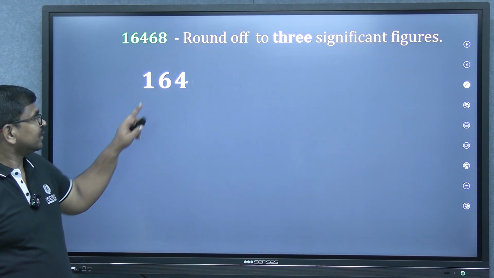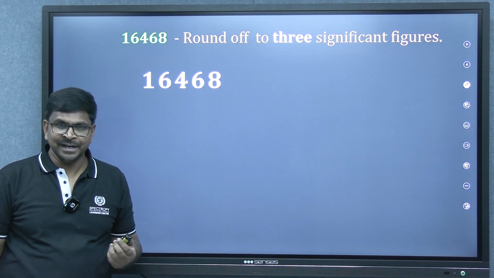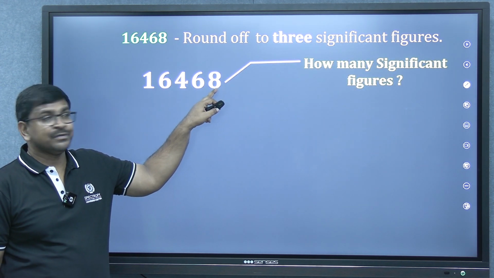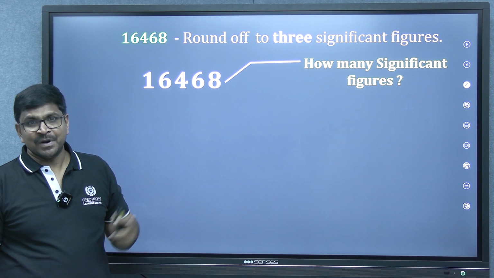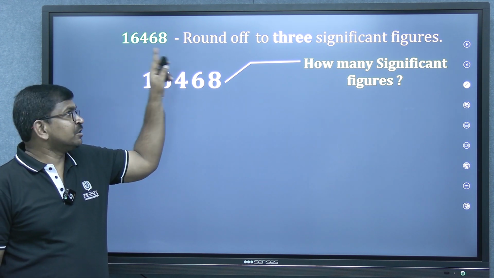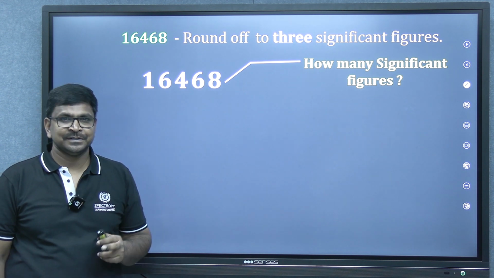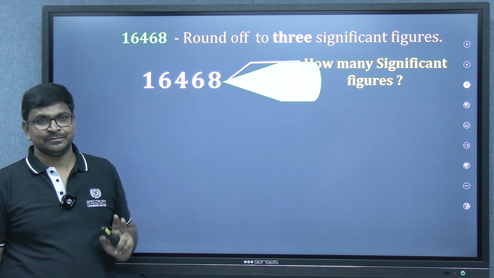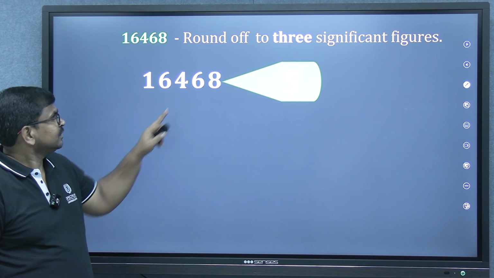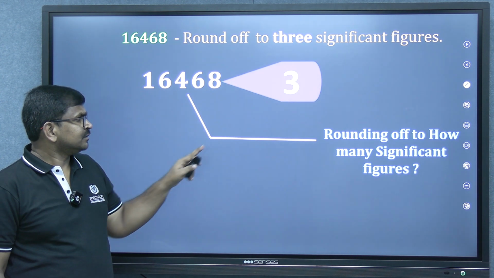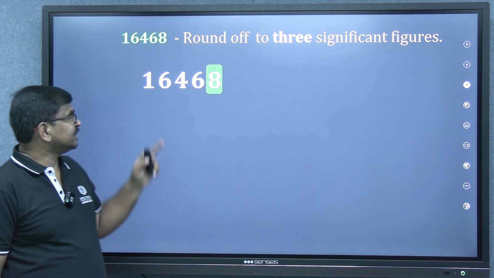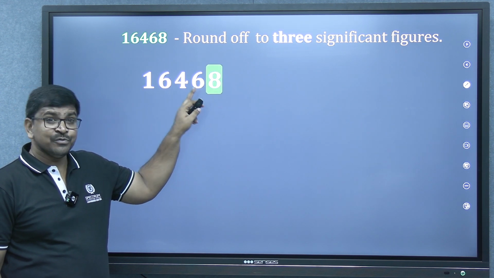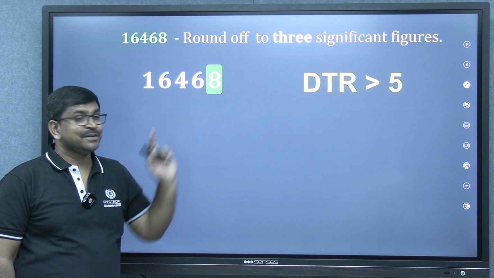Now, for this number 16468, observe how many significant figures there are: total 5. But according to the question, you need to round it off to 3 digits. So how many times should we round off? 2 times. Here 5 are there and 3 we want. What is the DTR here? 8. And 8 is greater than 5.